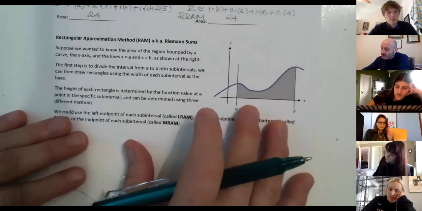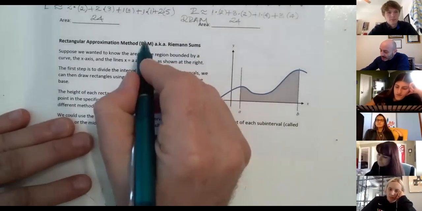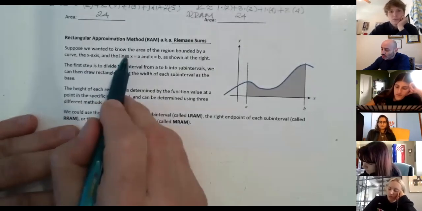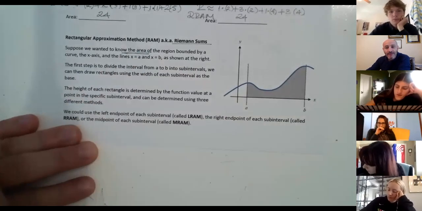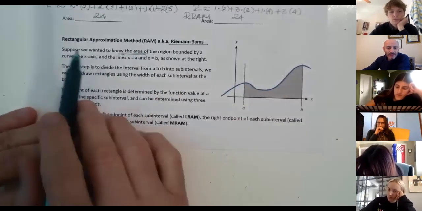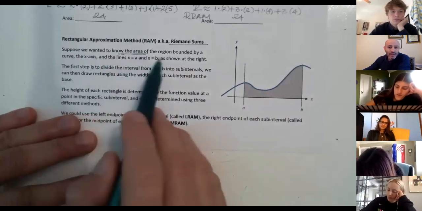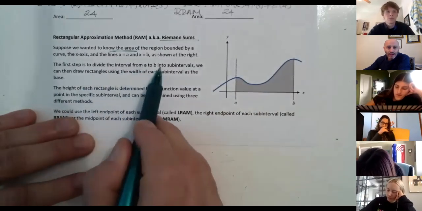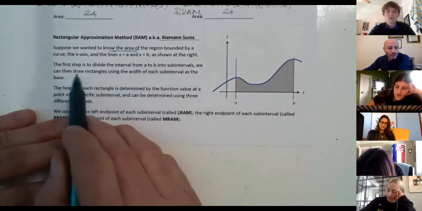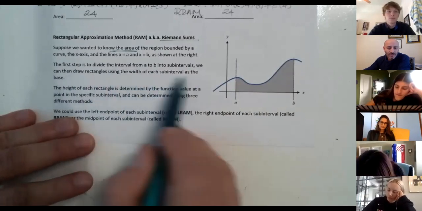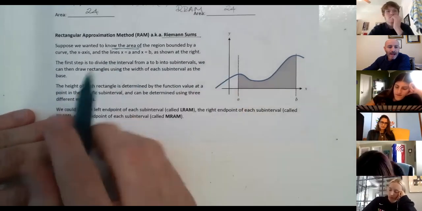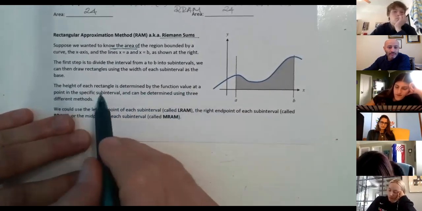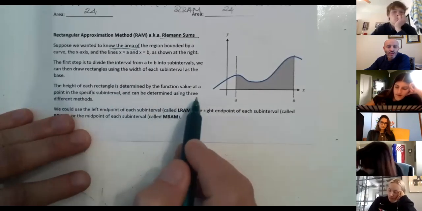All right, so look, this is then where we're heading. It says rectangular approximation method or Riemann sums. So suppose we want to know the exact area of the region bounded by this curve, the x-axis, the line x equals a and x equals b as shown on the right. The first step is to divide the interval from a to b into subintervals. We can then draw rectangles using the width of each subinterval as the base. The height of each rectangle is determined by the function value at a point in the specific subinterval and can be determined using 3 different methods.